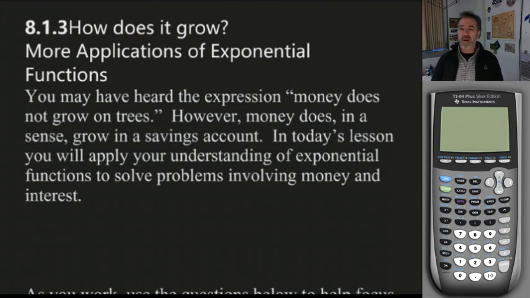So, at the heart of it, if we were to relate this to what we've been doing, we've been talking about exponential functions. And today we're going to look at ways that things can grow, specifically money and savings accounts. And one of them is probably something that maybe grandma and grandpa might make you an offer on.